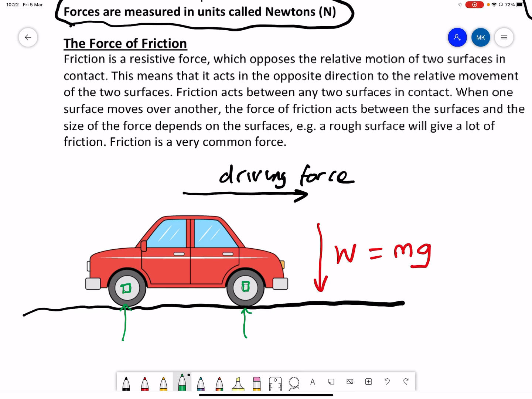Another force on a car is in the opposite direction. So as you're driving in that direction, you've also got air resistance acting. If you've ever stuck your head out the window while you're driving, you can feel the wind or the air on your face. That's air resistance. That's a force acting in the opposite direction of the driving force. So those are some of the forces acting on a car.